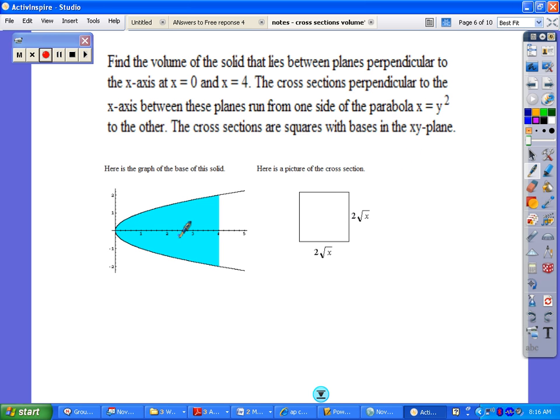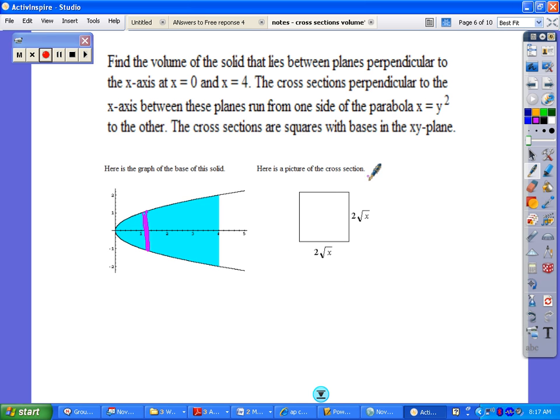So we have a square, and the bases of these squares are in the xy plane. So they're cutting across like this. So this is the bottom of the square. So this would be like the bottom of one square. And they drew the square on the side.